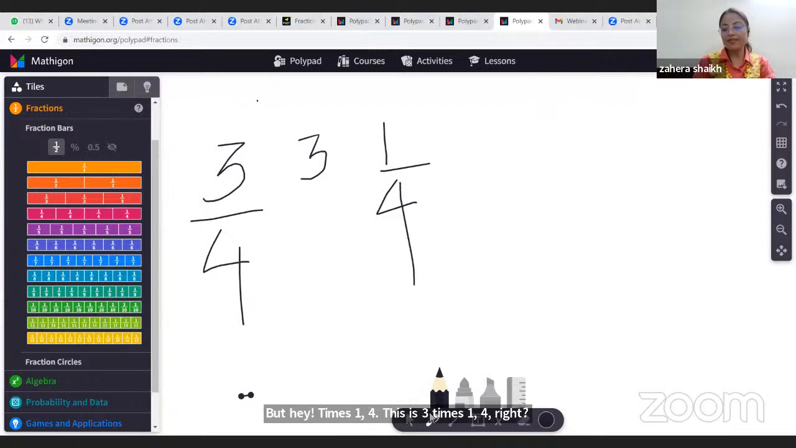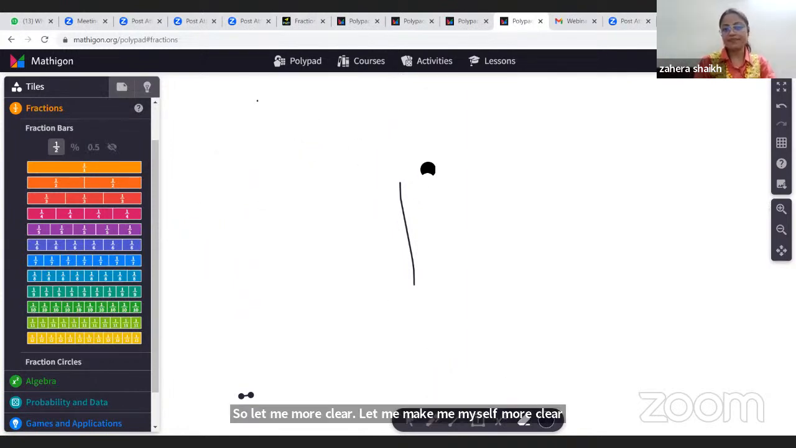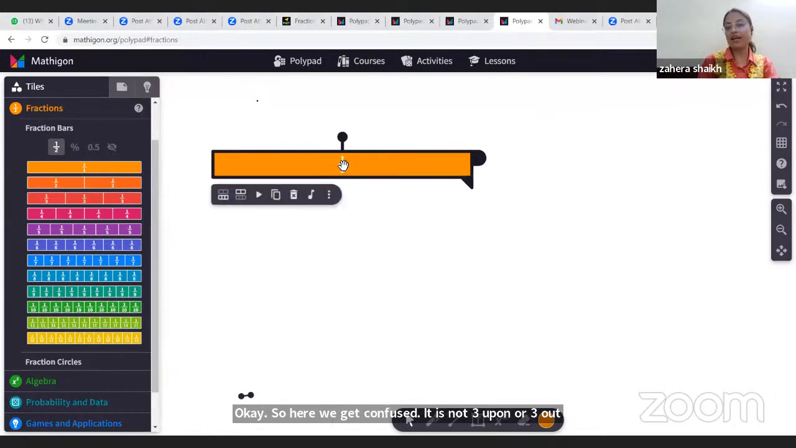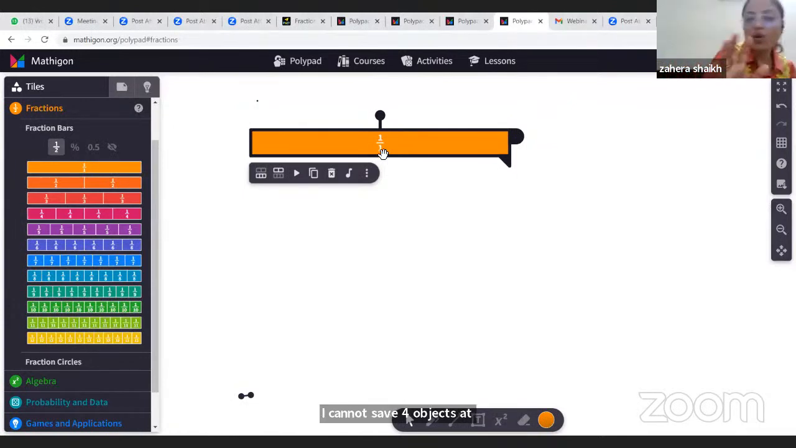So let me make myself more clear by using this fraction tile. Okay. So here we get confused. It is not 3 out of 4 objects, because this is already a part. I cannot say 4 objects at all. That is already the fourth part of a whole object, the fourth equal part of that particular whole object. So this is my whole.